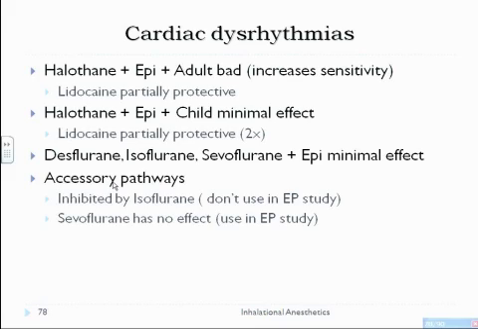But the agent that doesn't cause any effect in the heart is the sevoflurane. So one of the things that you may want to consider is if you're in different situations, if you have a patient who has accessory pathways who's going for an EP study, and it needs to be under general anesthesia, sevoflurane is the agent of choice. If on the other hand, the patient is having a disease process such as WPW, when you put them to sleep, and you don't want the accessory pathway to be as effective, then isoflurane would be a much better choice in comparison to sevo.